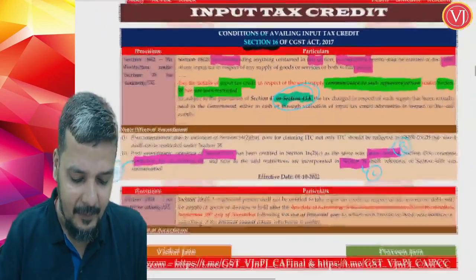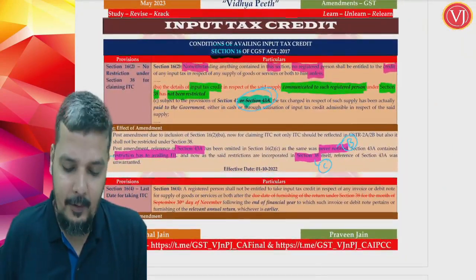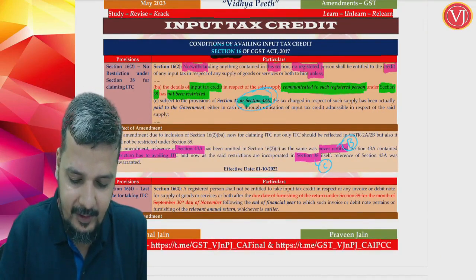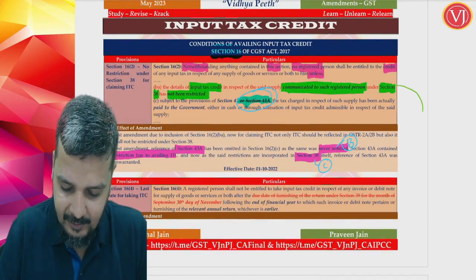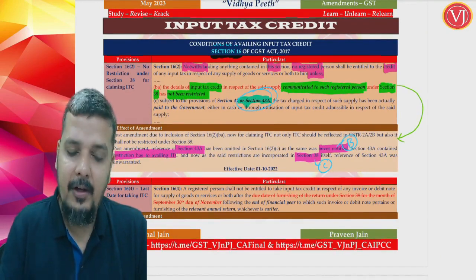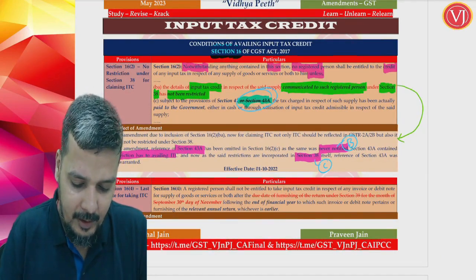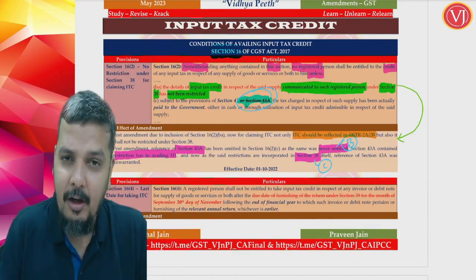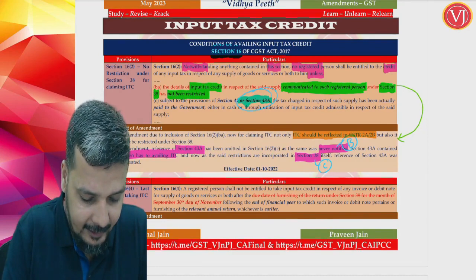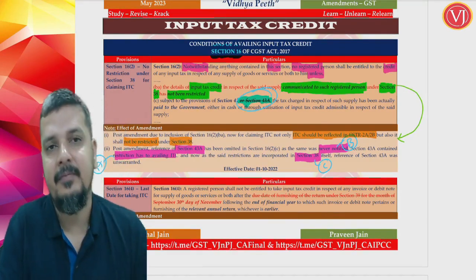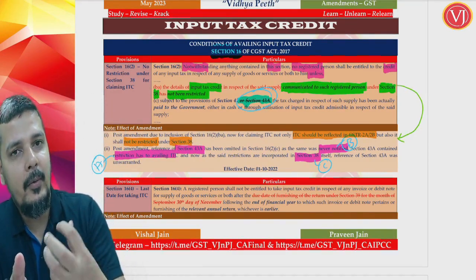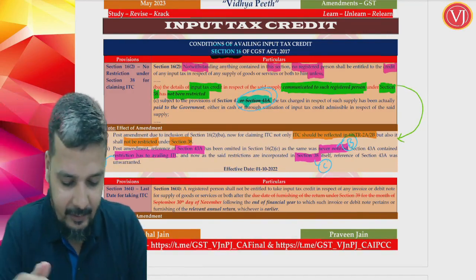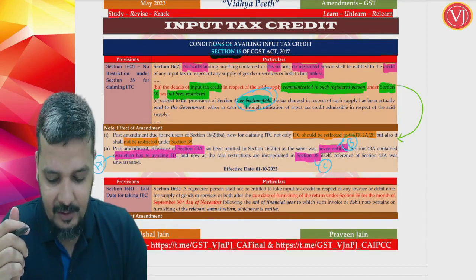So basically, you have one extra condition being added. What is that one extra condition? For taking the credit, it is now not sufficient that you get the credit in your GSTR 2A/2B, but you should also ensure that the credit is not restricted under Section 38. You should get it under GSTR 2A/2B, but also ensure that that credit has not been restricted in terms of Section 38.